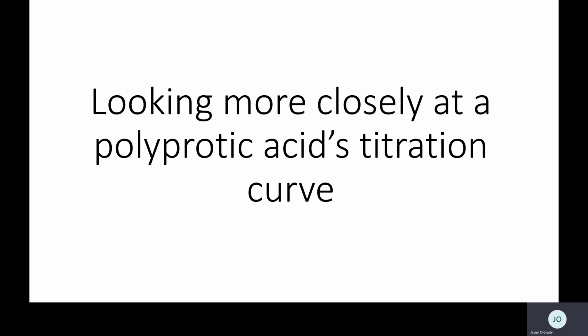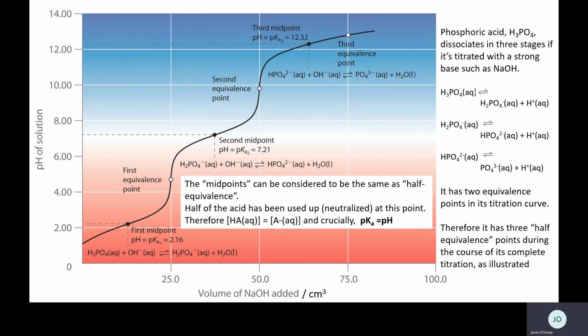So let's look at an example of a polyprotic acid's titration curve. Phosphoric acid dissociates in 3 stages if it's titrated with a strong base such as sodium hydroxide. You can see the sequential reactions on the right-hand side. Going back to equivalence points in titration curves, you can see it's got 3. And in the diagram, each half equivalence point is written out as a midpoint.